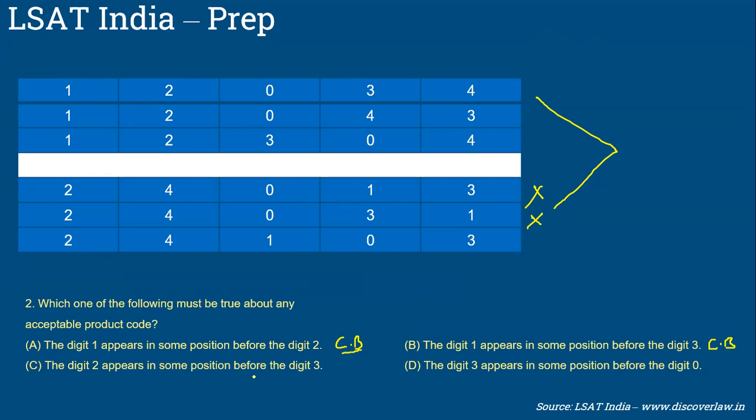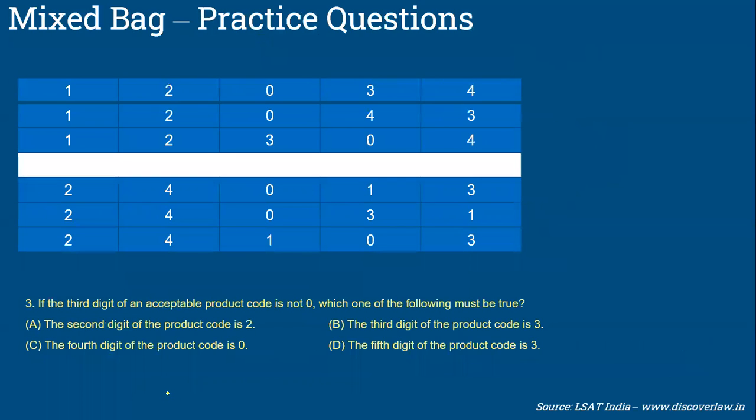2 appears in some position before 3. 2 before 3, in all the cases. Yes, in all the cases. So this is a must be case. The digit 3 appears in some position, I don't have to check this, before 0. 3 here itself is after 0, right? So correct answer is C. Question number 3.